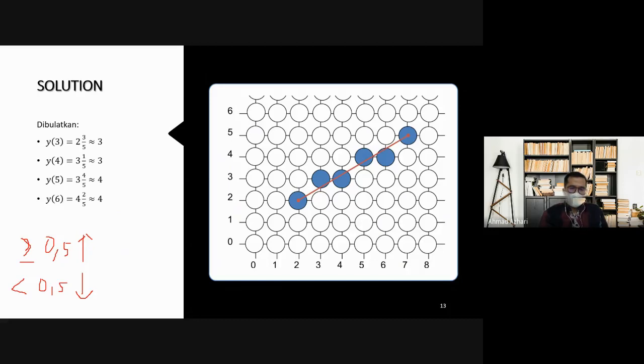Then the next value has a fractional part of 0.2, so it will be rounded down. The next one is 0.8, so we round it up. And the last one is 0.4, so we round it down.